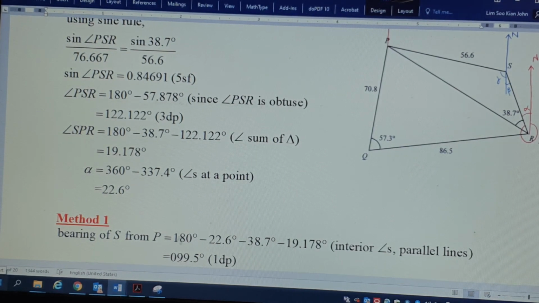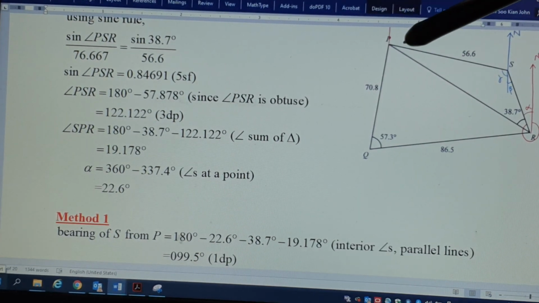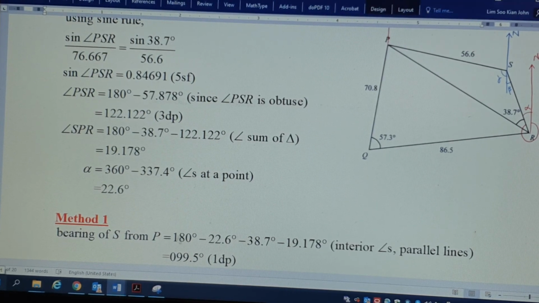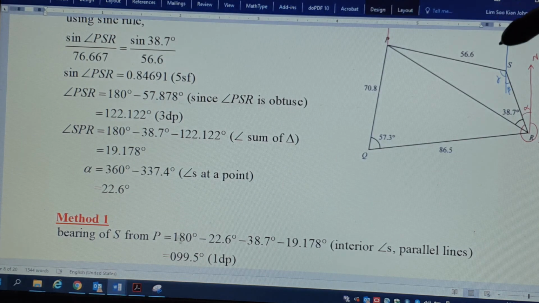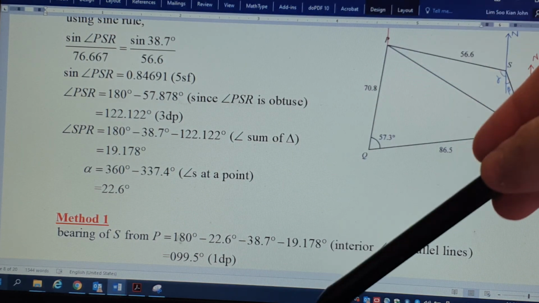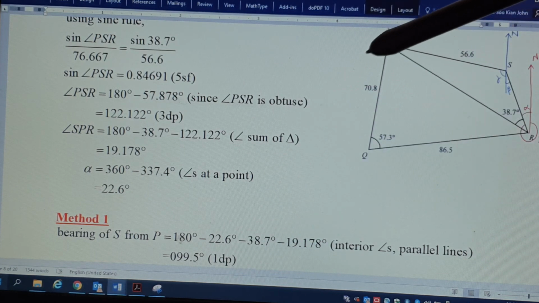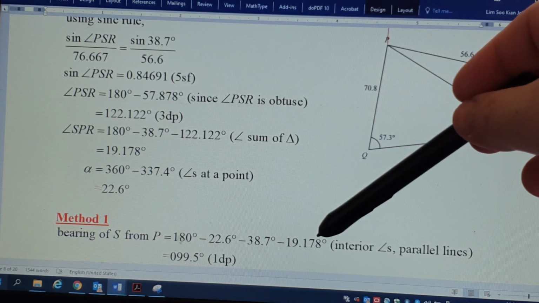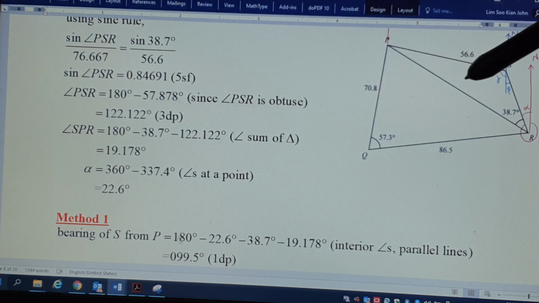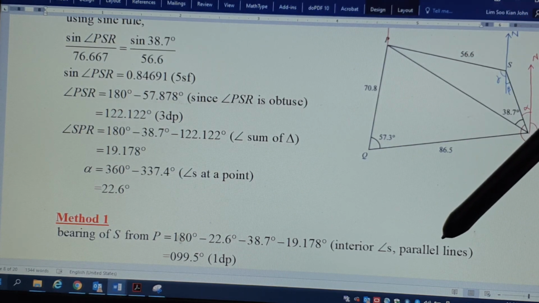Bearing of S from P is actually this angle that you want, right? Can you see that it's 180, okay, minus away this, minus away this, and minus away your 38.7. Now, what is your 38.7? It is this angle here. Okay? And finally, you minus 19.178. Now, what's the reason? The reason is interior angles of parallel lines.